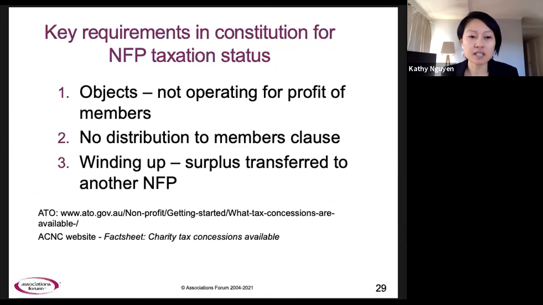And while it's not defined in the legislation, the ATO does specify 3 things that you need in your constitution in order to qualify for the tax concession. The first is having an objects clause, which can be for anything other than operating for the profit of the members. The second, and related to not operating for the profit of members, is no distribution. So if you make a profit at the end of the year, you can't pay a dividend or give it back to the membership. And if you wind up the organisation, if there's money left over, it can't go back to the membership. It has to be transferred to another not-for-profit. So these are the 3 things in the constitution which make an organisation a not-for-profit organisation.